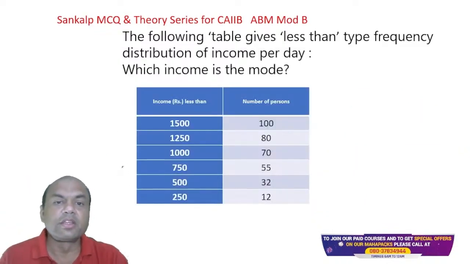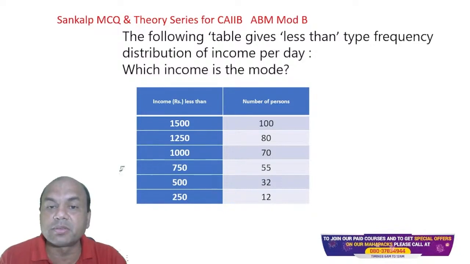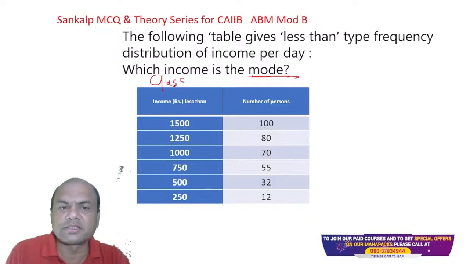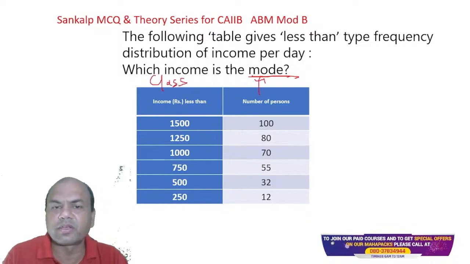Next one. The following table gives less than type frequency distribution of income per day. Which income is the mode? So I want the mode now. So look at this. This is known as the class, and this is known as the frequency.